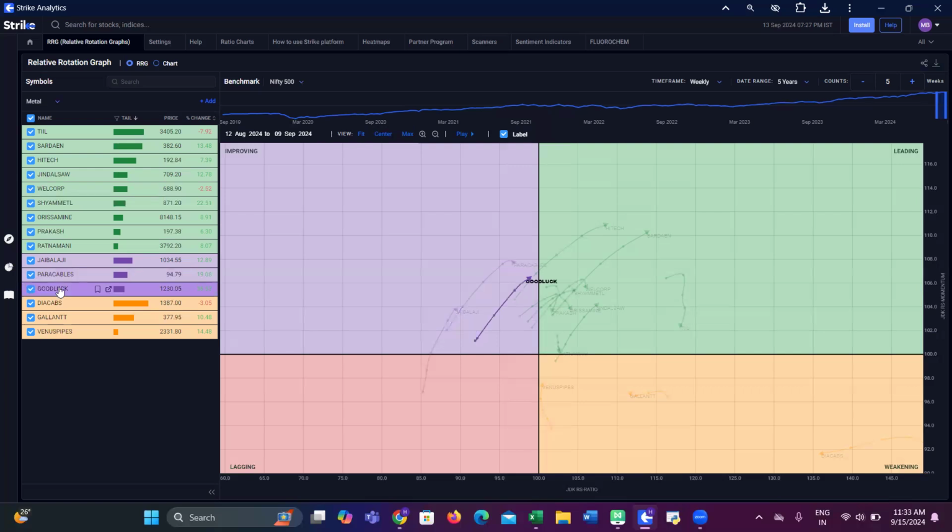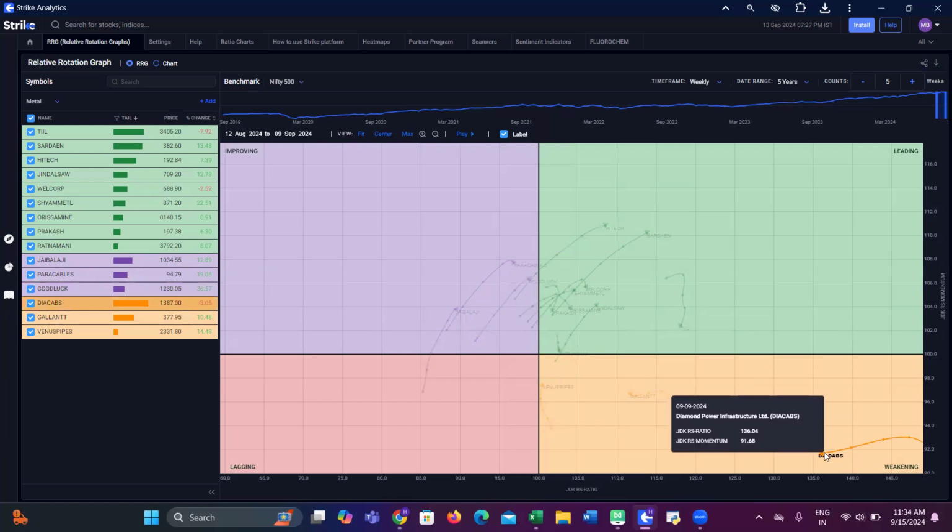Good luck. You all know we have seen it. I keep posting it, so I think it is headed towards leading. And let's look at other things. So Diamond Power Infrastructure, I think it is into weakening.